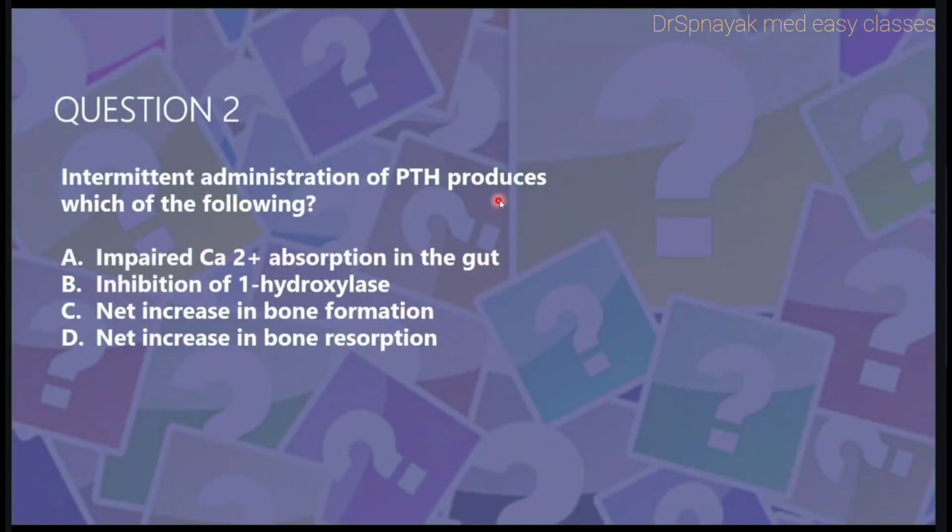Intermittent administration of PTH produces which of the following? PTH here is parathyroid hormone. The question is about intermittent administration, and not prolonged administration. The options are impaired calcium absorption in the gut, inhibition of 1-hydroxylase, net increase in bone formation, and net increase in bone resorption.